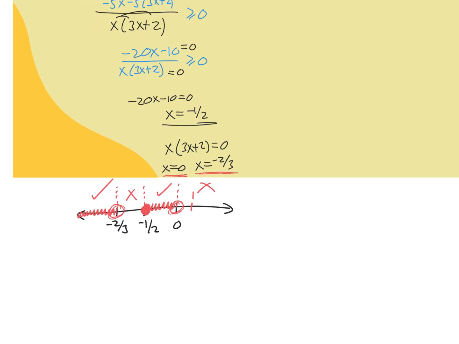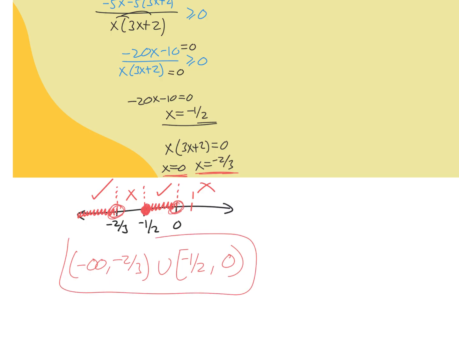All right, so now I'm going to write this answer in interval notation, going from negative infinity to negative 2/3, parentheses, union, this one's going to have a bracket because that one has a closed circle, comma, 0, with the parentheses since it has an open circle. And then that is our answer in interval notation.